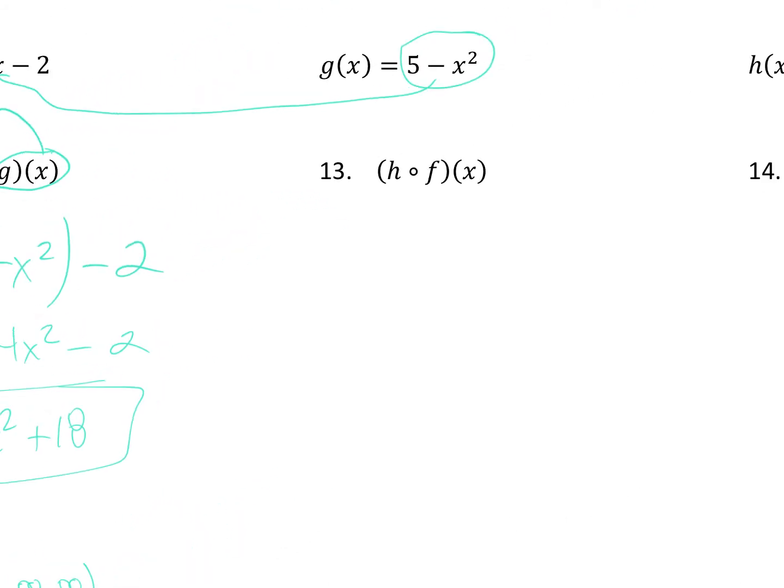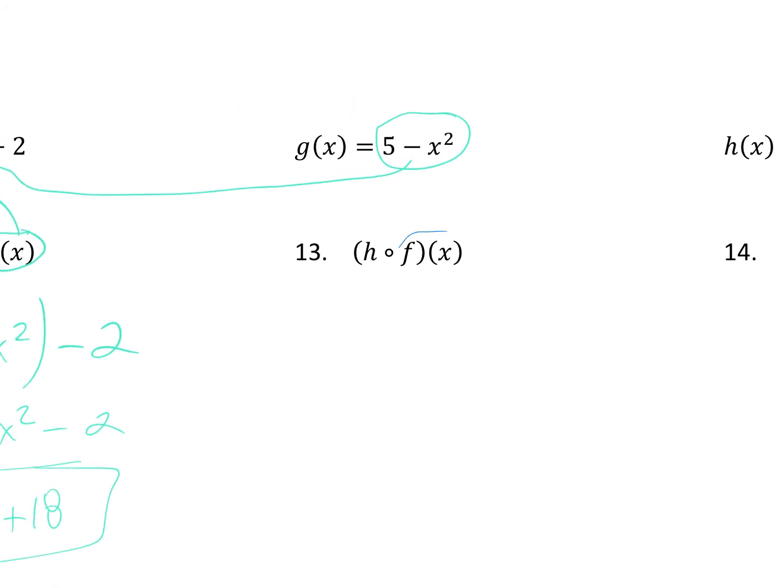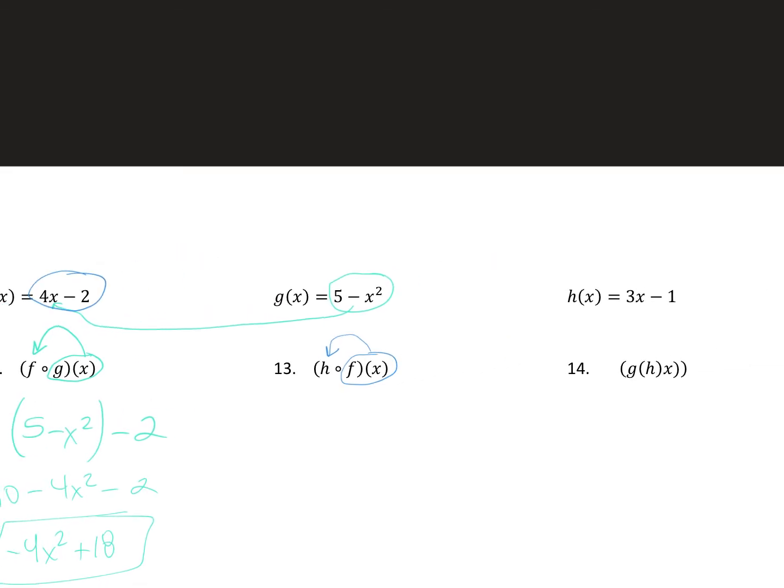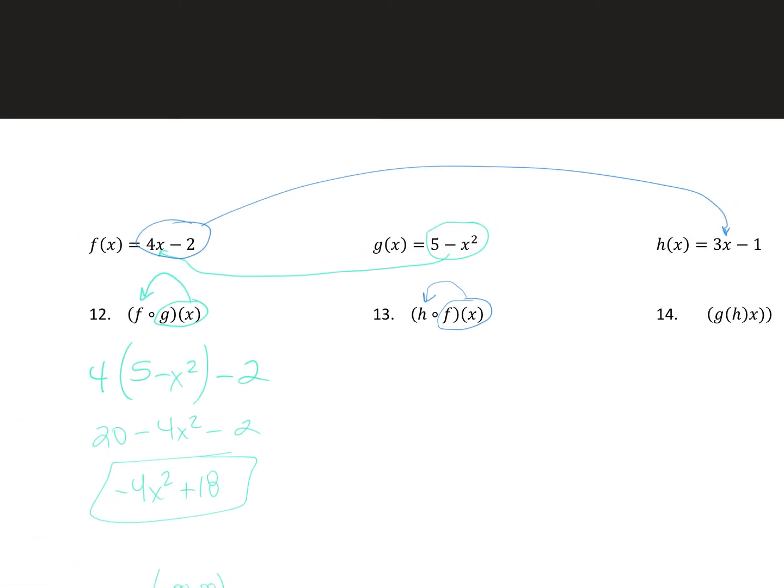So now we're going to do the next one. Now I'm going to take the f function. I'm going to work from the inside out. And I'm going to plug it into the h. So I'm taking 4x minus 2, and I'm plugging it into 3x minus 1. So I have 3. Instead of x, I'm going to plug that whole f function. So 4x minus 2. And then I have minus 1.